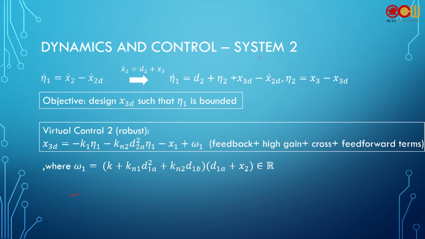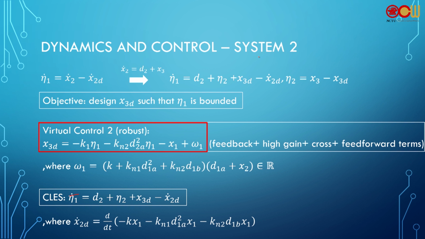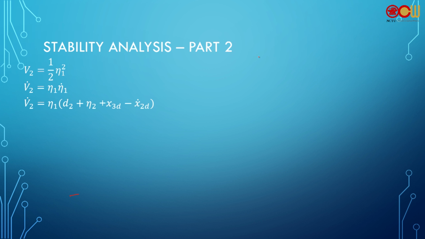So the objective is to design virtual control for eta 1 to go to 0 or be bounded. And the closed loop system is obtained by substituting control into this open loop dynamics. Here we haven't substituted the virtual control input yet. x2d dot: remember that x2d is the virtual control of the previous system. Here we take the time derivative, and that's required in the virtual control input too, because you want to do feedback. So again, we create a Lyapunov function V2. It's 1/2 eta 1 squared. You take the time derivative, substitute the open loop dynamics.